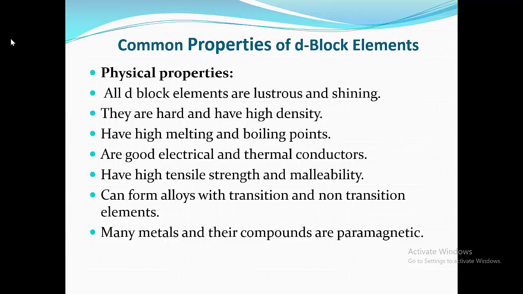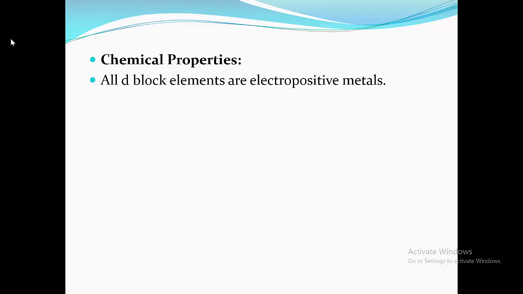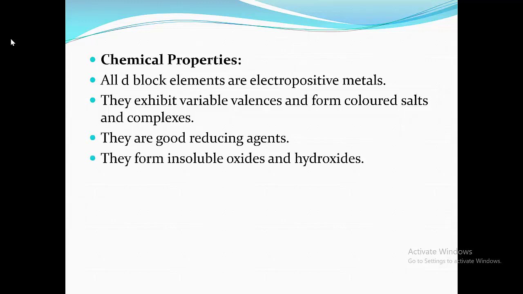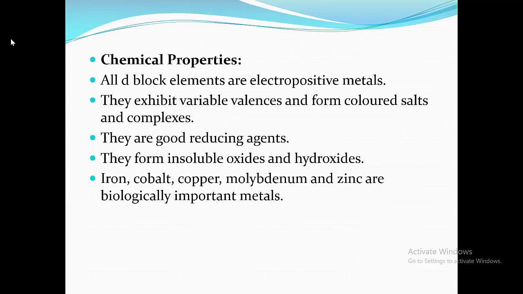Many metals and their compounds of d block are paramagnetic in nature. Most of these metals are efficient catalysts. Chemical properties. All d block elements are electropositive metals. They exhibit variable valencies and form colored salts and complexes, and are good reducing agents. They form insoluble oxides and hydroxides. Iron, cobalt, copper, molybdenum and zinc are biologically important metals.